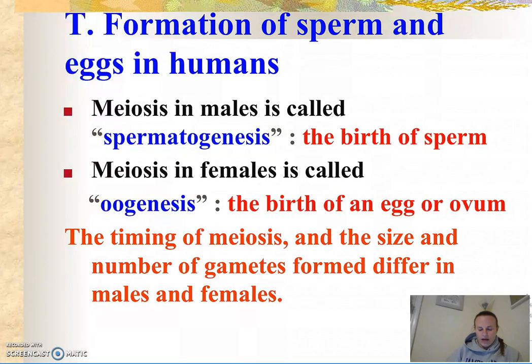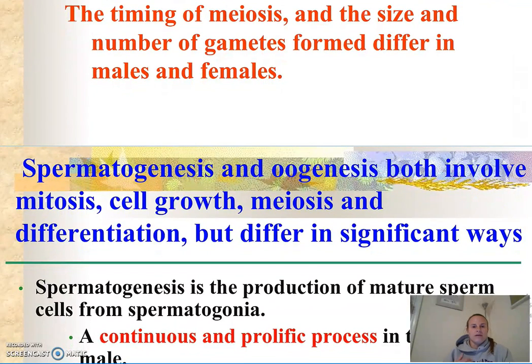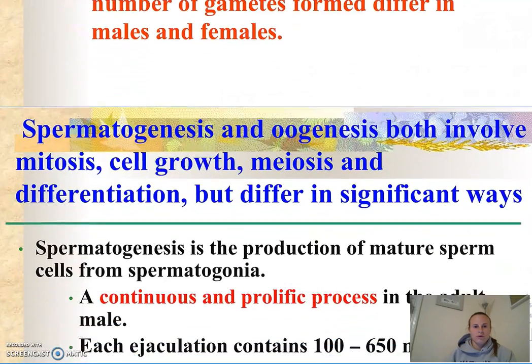Today we have three vocabulary words: spermatogenesis, oogenesis, and something called non-disjunction. Spermatogenesis is the birth of sperm. Oogenesis is the birth of an egg, where an egg can also be called an ovum. The formation, the timing, and the size of these gametes, of the sperm versus the egg, differ in females and males. So we're going to explore those differences.